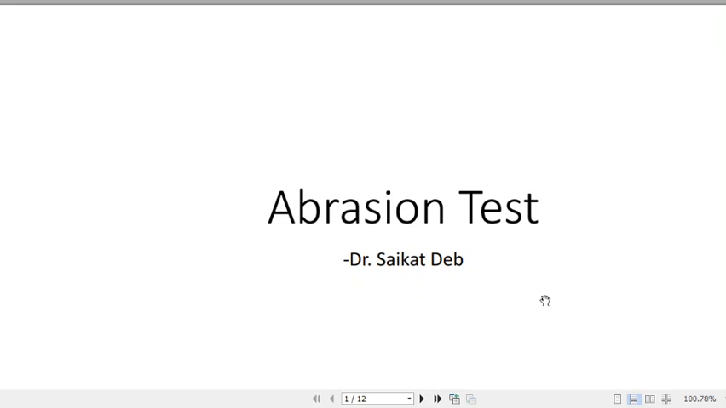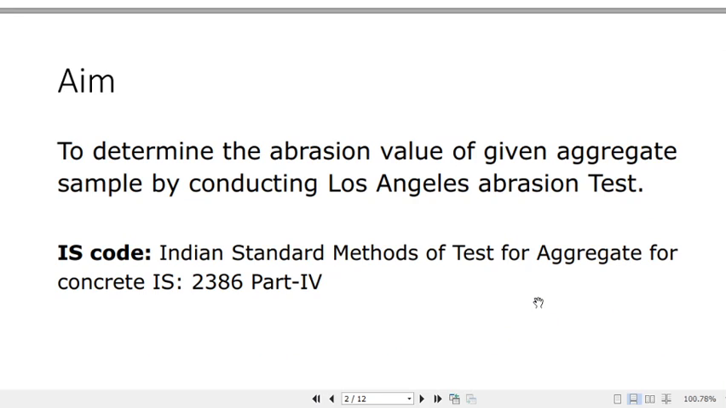So today we'll discuss the aggregate abrasion test. This is the first portion of the abrasion test. In this portion we will discuss the basic principles of the abrasion test and how this test is conducted. In our next portion we will give one demonstration, and in the portion after that we will go for the calculation part. The aim of the abrasion test is to determine the hardness of the aggregate.